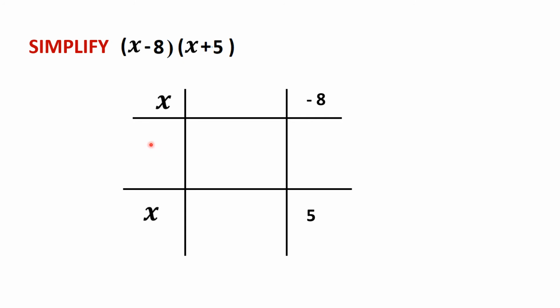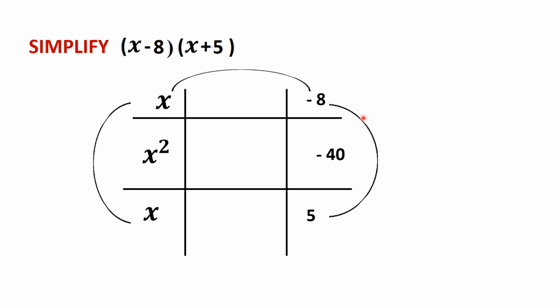Whatever is in between, here we will be writing the answer. So let's start. X into x is x square, we'll write it over here. Now minus 8 into 5. 5 8s are 40, and minus is there. Minus into plus is minus, so it is minus 40.